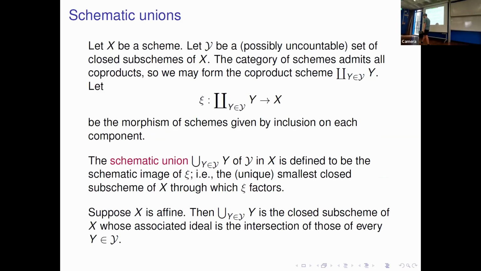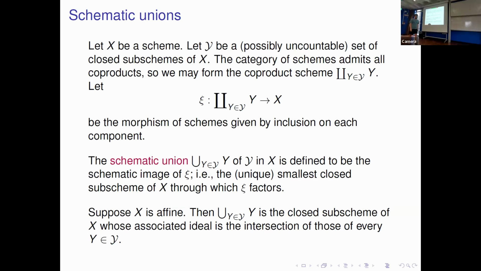Okay, so I'm going to throw a kind of formal definition at you now. You take a scheme and you take a set of closed subschemes. It can be huge, and in fact, we are interested in infinite-size ones. The category of schemes admits coproducts, so you can form the coproduct scheme. Then you take the morphism given by inclusion on each component. And you take the schematic image of this morphism. Its existence you can find in many algebraic geometry textbooks. It's the unique smallest closed subscheme of X through which this map factors. So that's the schematic union.